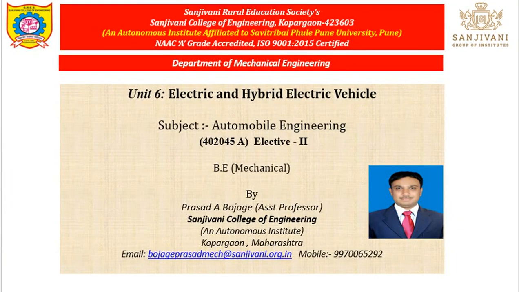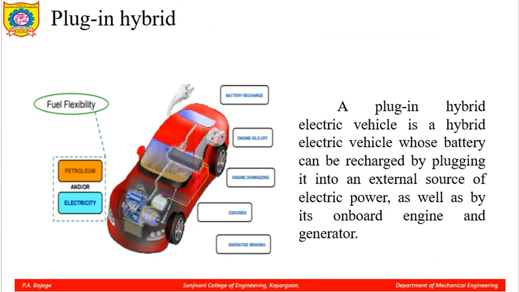Hello friends, welcome back. Today in this video for the subject automobile engineering, unit 6, electric and hybrid electric vehicles, we are going to discuss the degree of hybridization, different types of vehicles, that is micro, mild and full hybrid electric vehicles, and even the plug-in hybrid electric vehicles. So here it is shown in this diagram. You can see the plug-in hybrid electric vehicle.